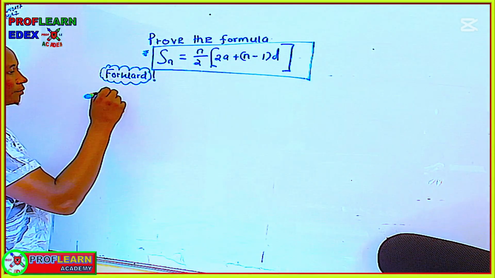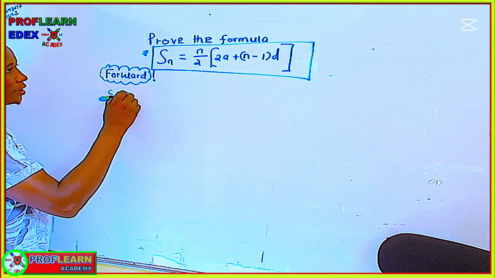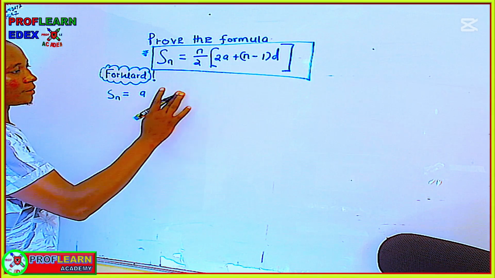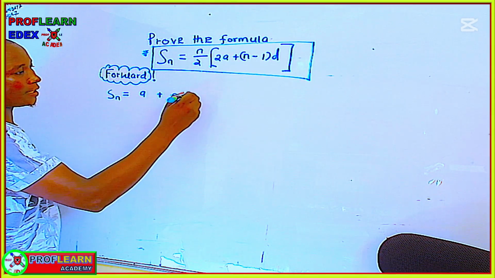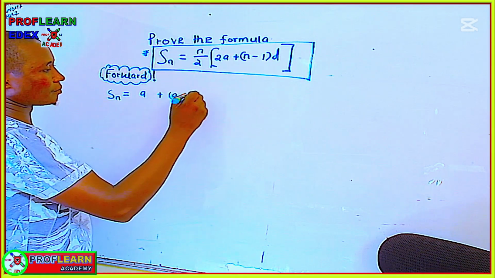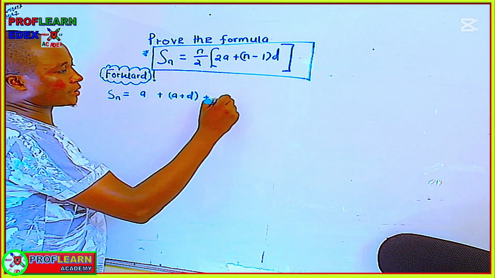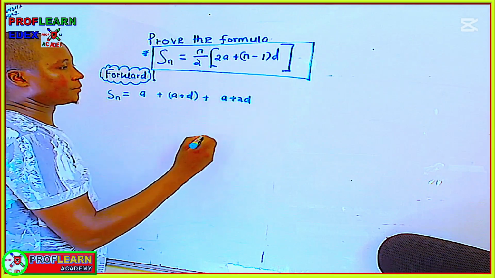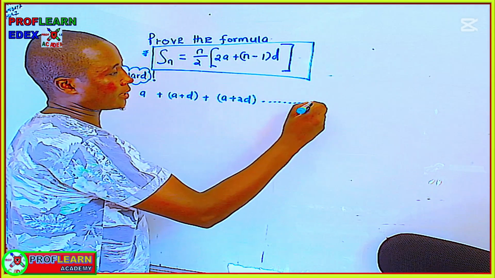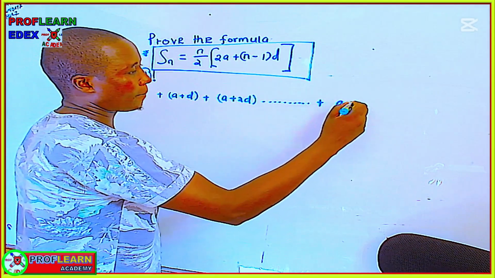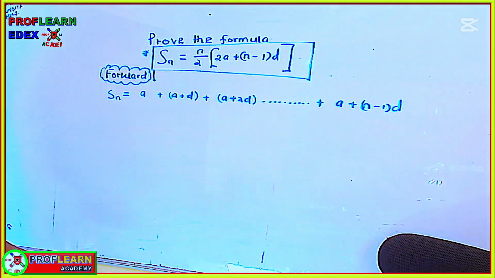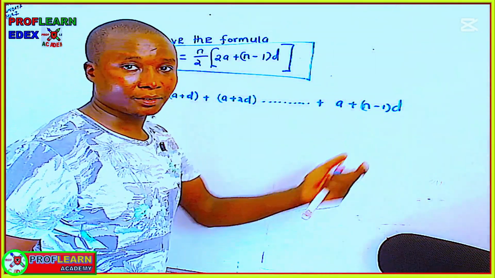So we're going to say the sum of n terms is going to be equal to: the first term is a, plus the second term, which is a plus d, plus the third term, which can be written as a plus 2d, and the series continues like that until you have a plus n minus 1 into d. That is the sum of n terms.